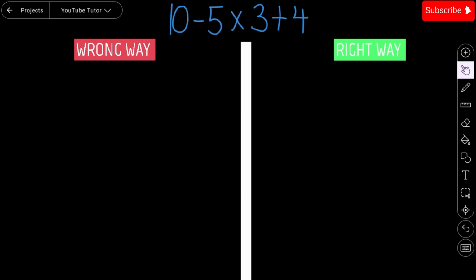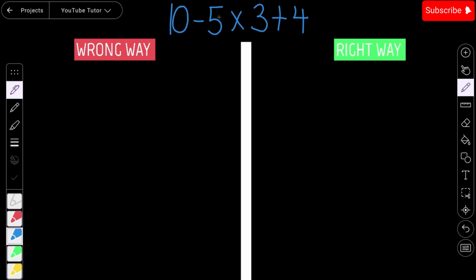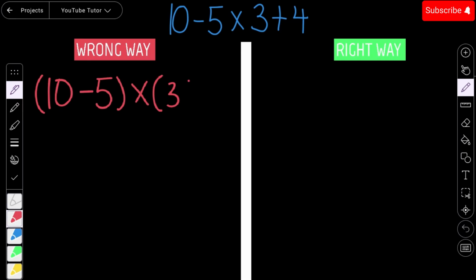Now there's another question. 10 minus 5 times 3 plus 4. So as we always do, we follow the drill. We point out the common mistake using the wrong way and explain the optimal solution with the right way. So the wrong way is doing 10 minus 5 times 3 plus 4 and putting both of them in parentheses.